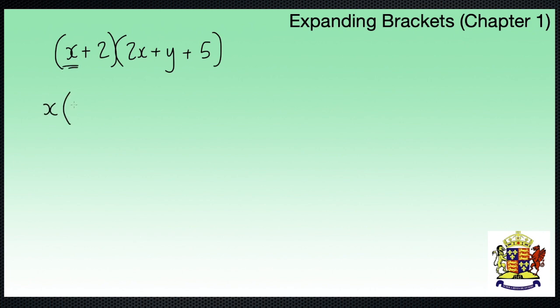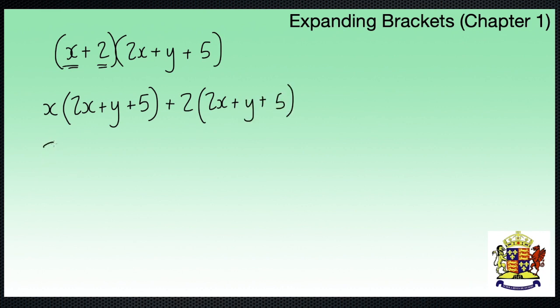Okay, so how about I have a binomial, x plus 2, and I want to multiply this by a trinomial, 2x plus y plus 5. Well, with the grouping method, I'm going to do exactly the same thing. I'm going to take my first term, which is x, x times 2x plus y plus 5 plus my second number, 2 times 2x plus y plus 5. And again, let's work this all out. 2x squared plus xy plus 5x plus 4x plus 2y plus 10.